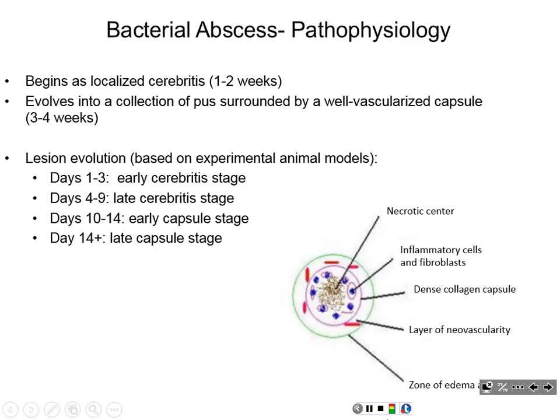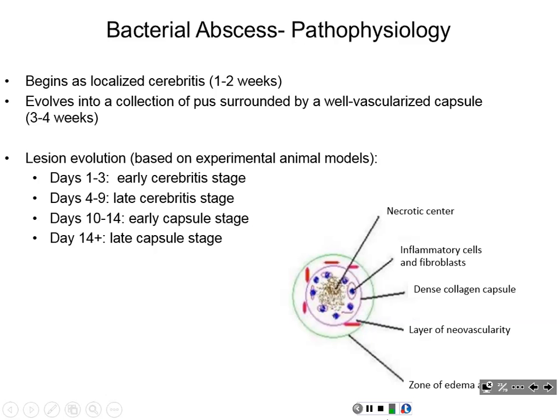Then by about a week and a half, 2 weeks in, we reach the early capsule stage. This is when you're going to start being able to see an abscess by neuroimaging. Here we get a more complete development of the capsule, and this is thicker on the cortical side than on the ventricle side. And this is because there's more blood flow to the cortex, which is bringing more of these inflammatory cells to that side of the capsule. This capsule is ring enhancing on neuroimaging.